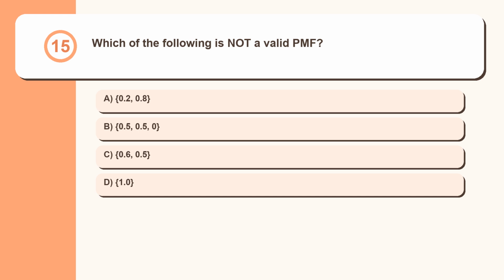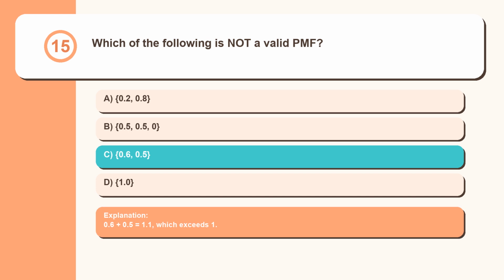Question 15. Which of the following is not a valid PMF? 0.2, 0.8. 0.5, 0.5. 0, 0.6. 0.5, 1.0. 0.6 plus 0.5 equals 1.1, which exceeds 1.